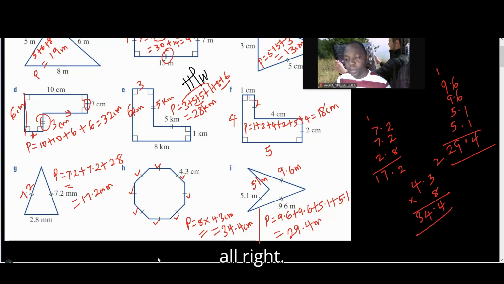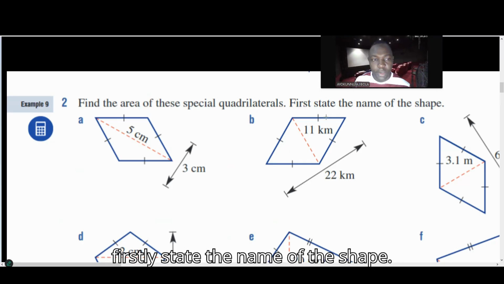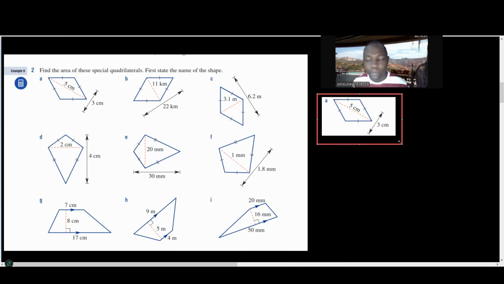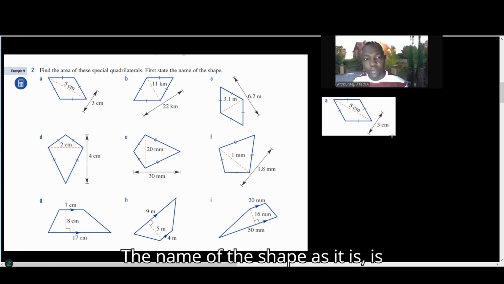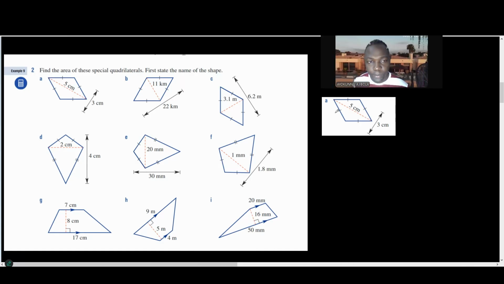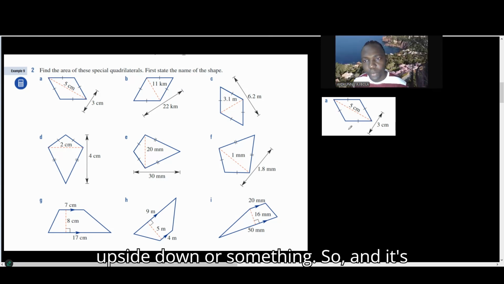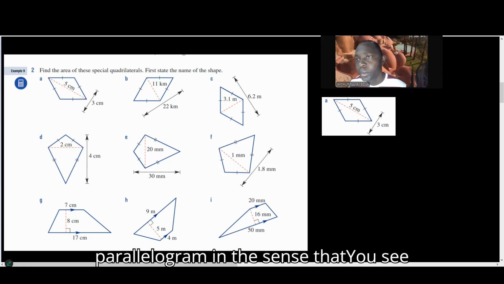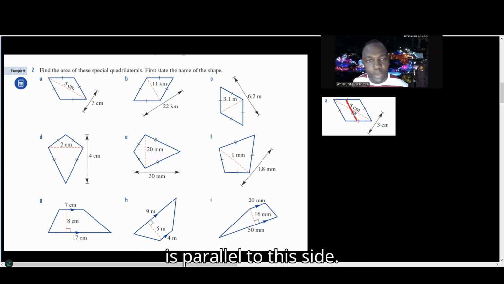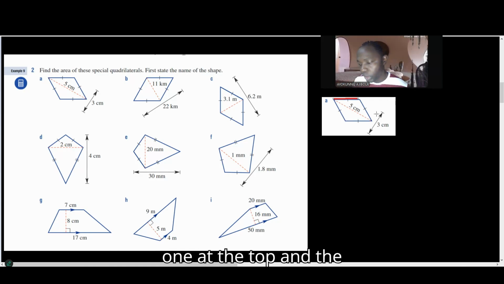Right. Question says find the area of the special quadrilaterals, and then you firstly state the name of the shape. So the first one is here. The name of the shape, as it is, we can call it a parallelogram, and we can also call it a rhombus, if I turn it upside down. It's a parallelogram in the sense that this side is parallel to this side. Then this other side is parallel to the one at the top.